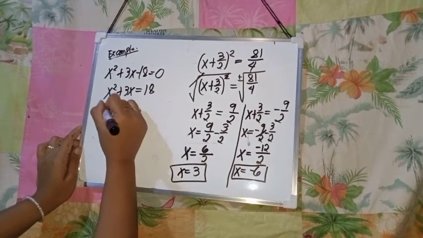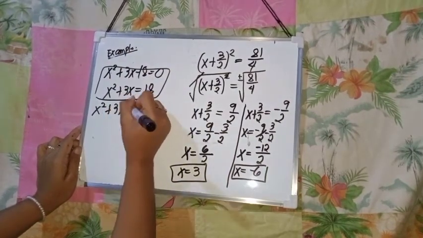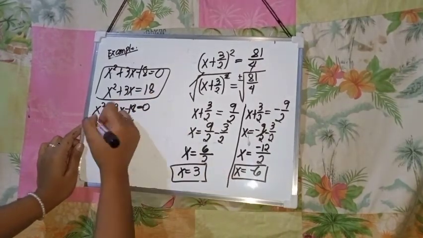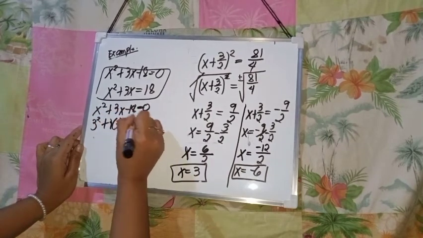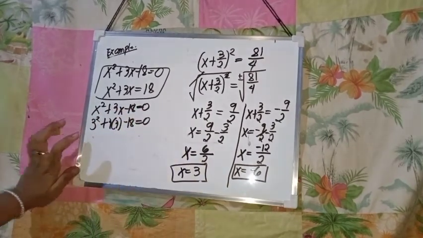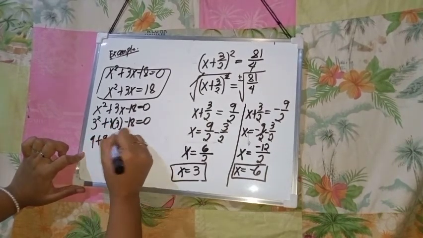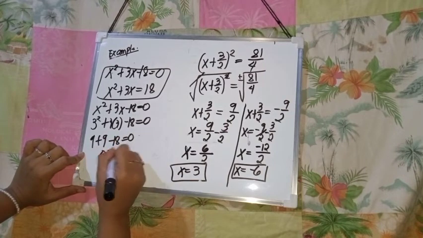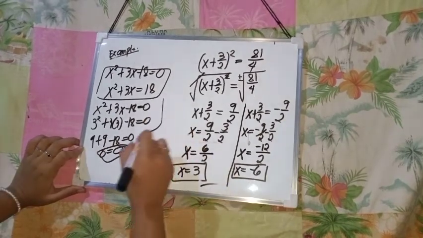So x squared plus 3x minus 18 is equal to 0. We'll use positive 3 first. So 3 squared plus 3 times 3 minus 18 is equal to 0. So 3 squared is 9, plus 9, minus 18 is equal to 0. 18 minus 18, 0 is equal to 0. So this is correct.